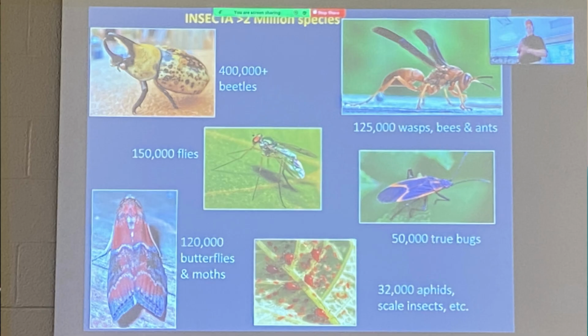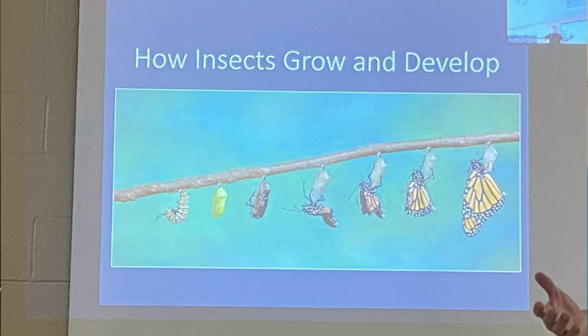So insects, over 2 million species, 400,000 types of beetles, 150,000 flies, 125,000 wasps, bees and ants, 50,000 true bugs, 120,000 butterflies and moths, and 32,000 aphids. So let's learn how they grow and develop.